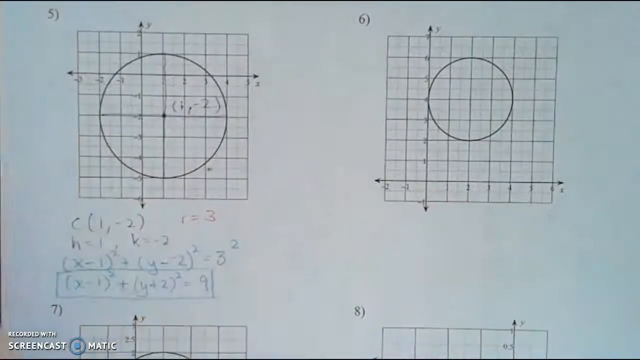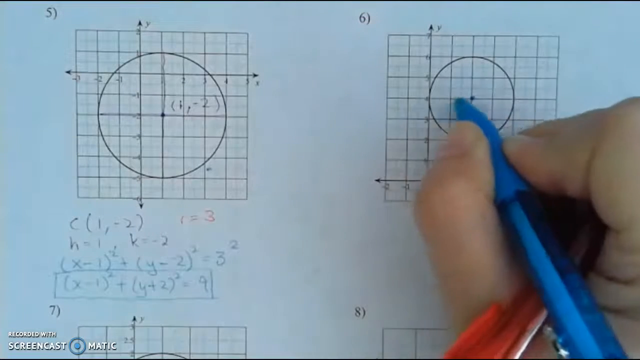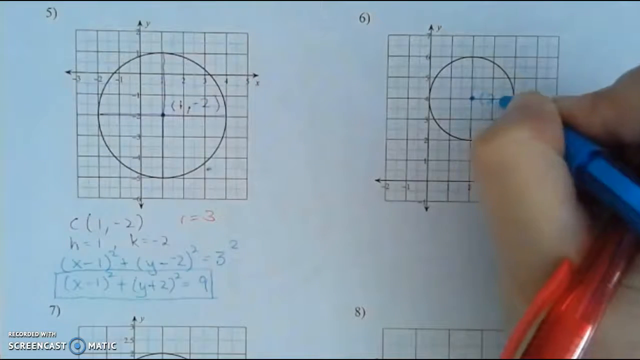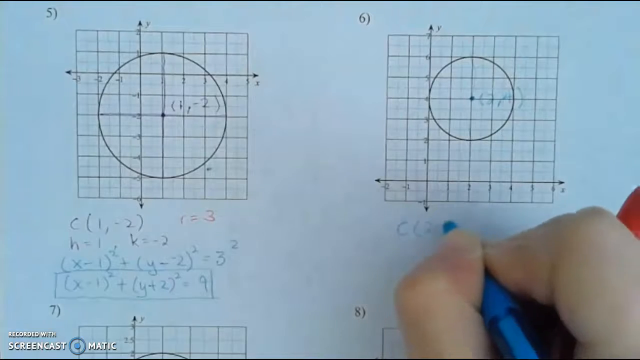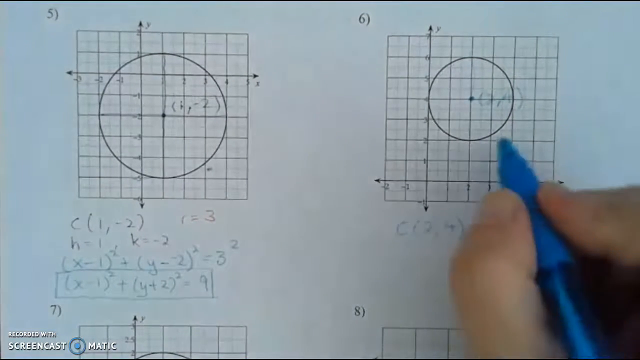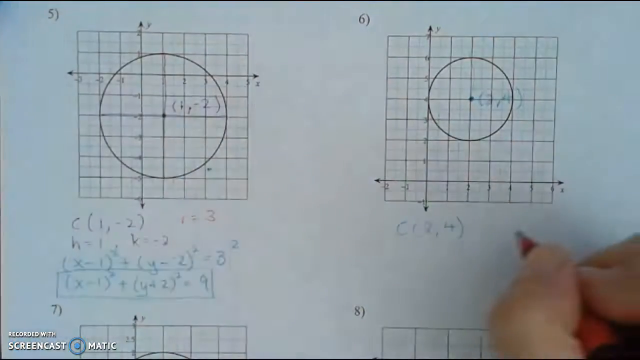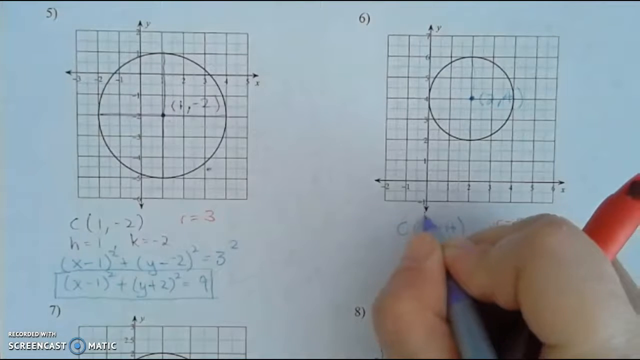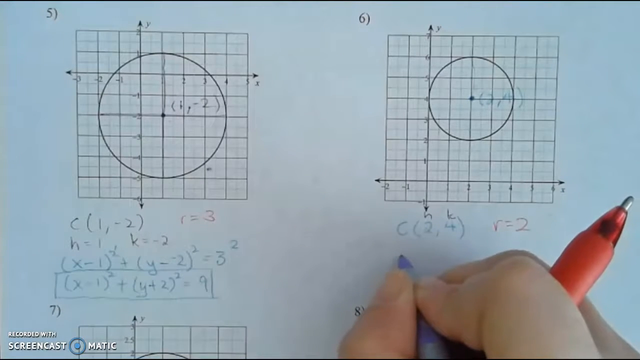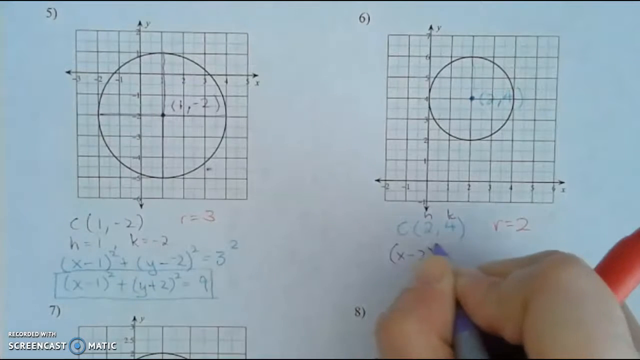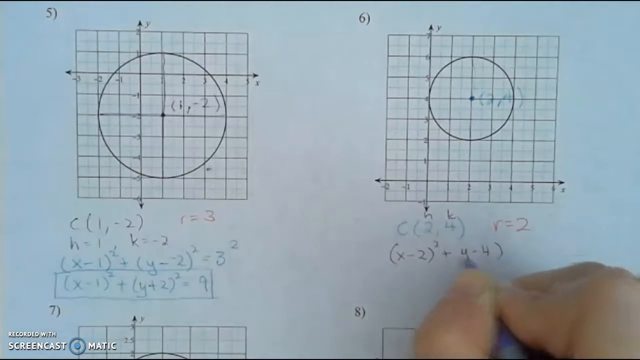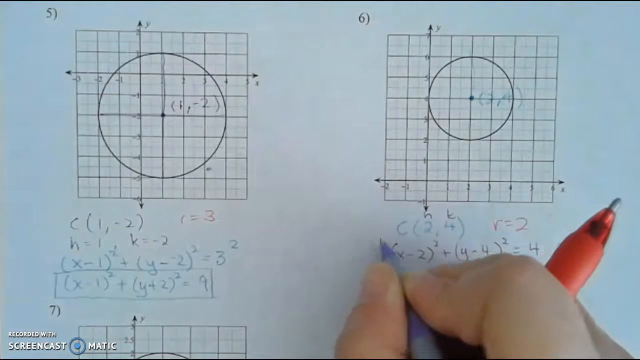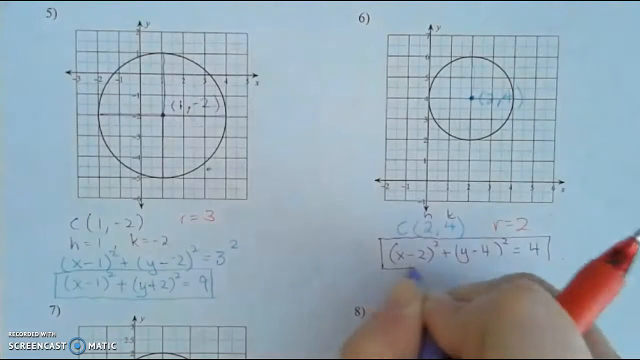Number 6. Center is going to be right here, so that's going to be (2, 4). So center is (2, 4). What is the radius? Radius is 2, 2 units to the right. So that means this is my h value and this is my k value. The equation is going to be x minus 2 whole squared plus y minus 4 whole squared is equal to 2 squared. I can write 2 squared or I can write 4. Since we don't have anything to simplify, I'm going to leave it as it is.